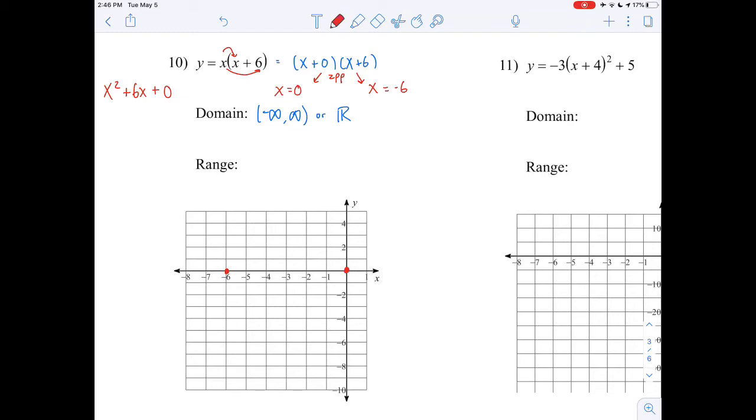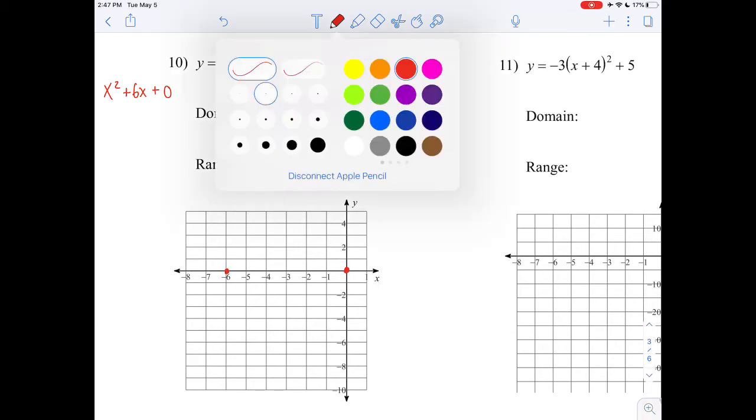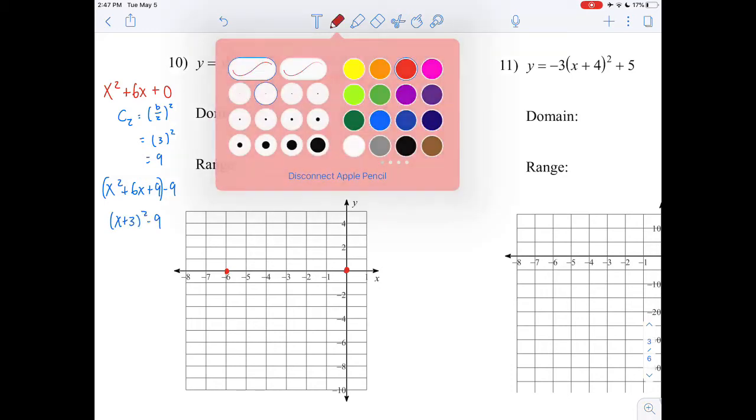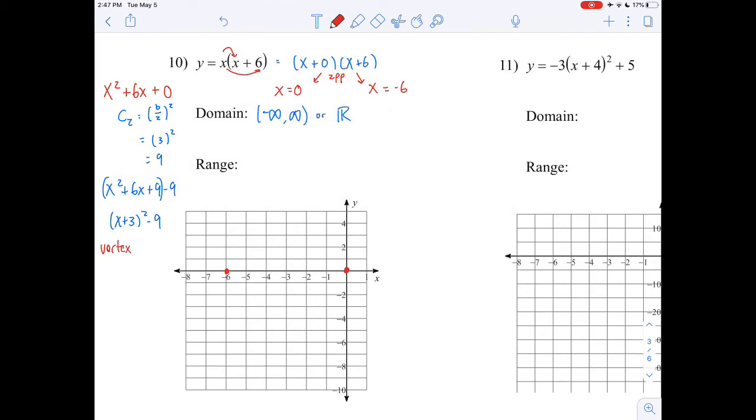So if I want to then determine the vertex, I can do a few things. I can complete the square. And in order to complete the square, I need to find out what my (b/2)² term is. And since my leading coefficient a is 1, I can just divide b in half and square it, which would be 3 squared, which is 9. So I've got x squared plus 6x plus 9 and minus 9. And this trinomial will become parentheses x plus 3 squared, a perfect square, minus 9. So that tells me my vertex is going to be at negative 3 comma negative 9.